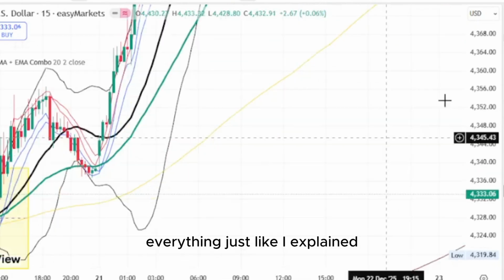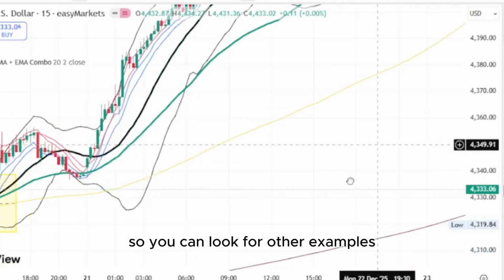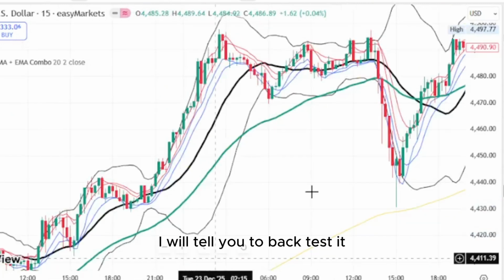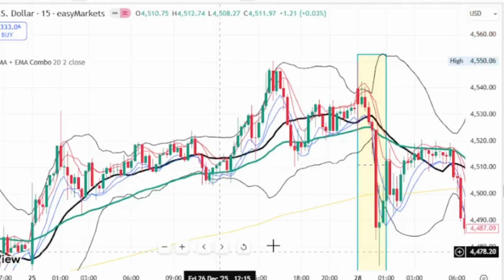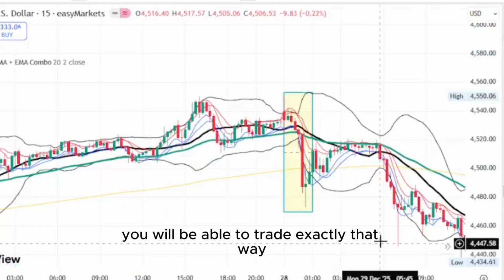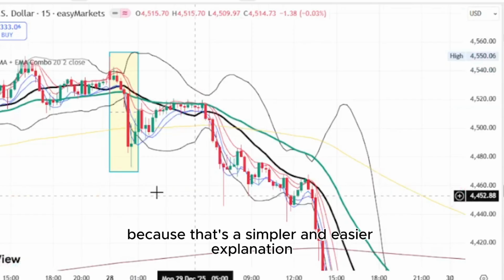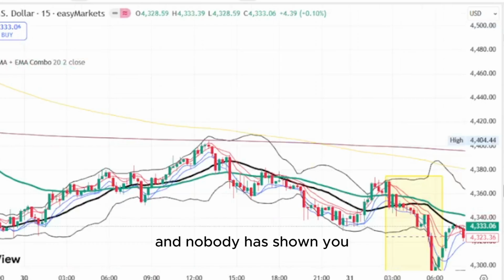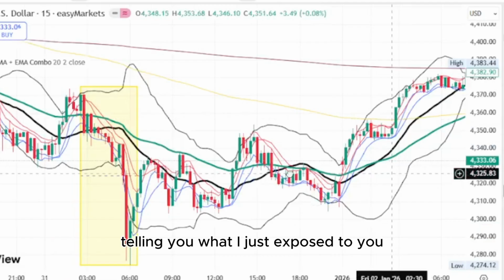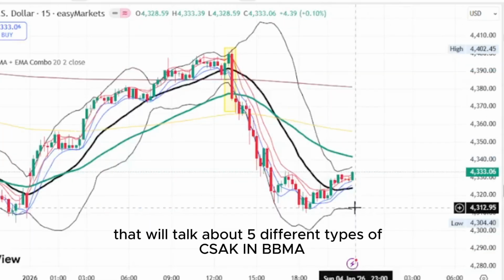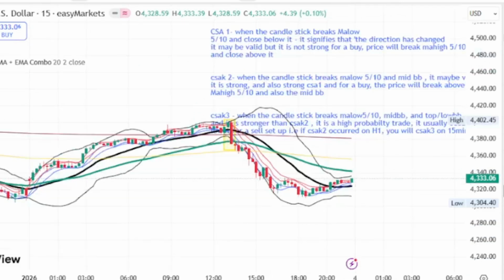So you can look for other examples. I will tell you to backtest it, look for other examples, and try to see if you will be able to trade exactly that way. Okay, because that's a simpler and easier explanation, and nobody has shown you. Look for all the BBMA stories on video. You will not see anybody telling you what I just exposed to you. You will not see any video that will talk about 5 different types of BBMA.